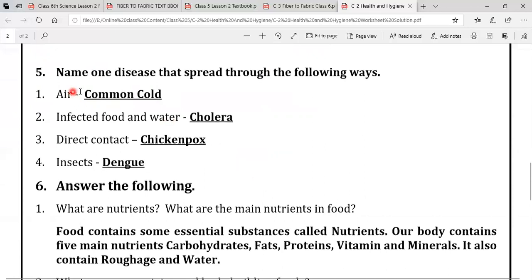Next main: name one disease that spreads through the following ways. Air. Through air, what type of disease can spread? That is common cold. Infected food and water. Through infected food and water, what disease can spread? It is cholera. Direct contact. Through direct contact, what disease can be caused? It is chickenpox. Through insects, the disease caused is dengue.